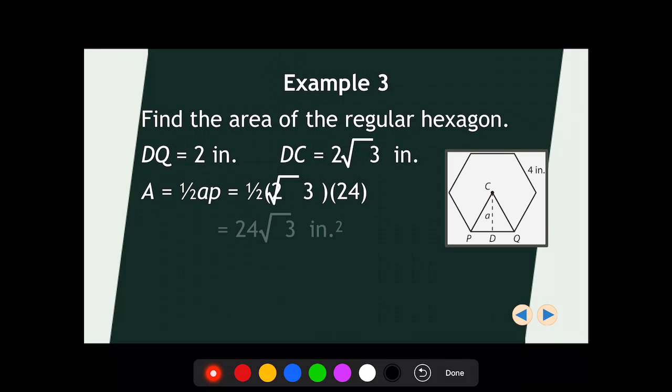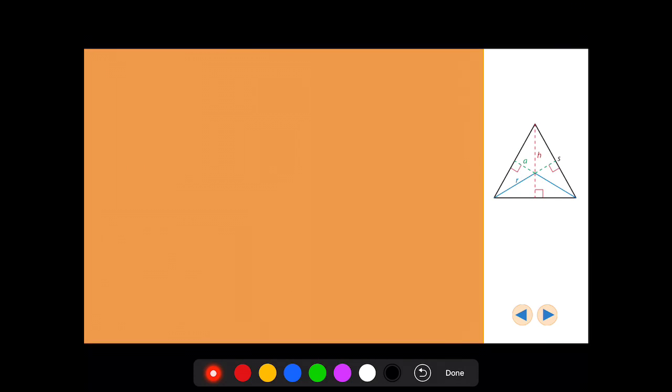You can see on the screen that's what's done, and you end up getting 24 square roots of 3 inches squared for your answer, which is approximately, if you punch it in a calculator, 41.6 inches squared. So that's the key concept and crucial component to this.